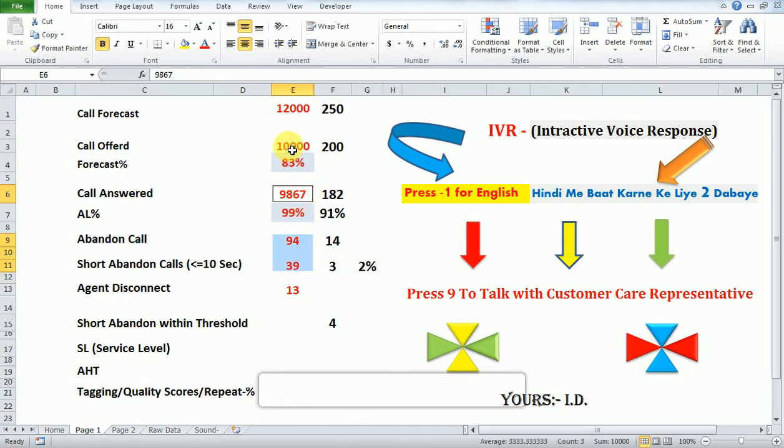So if you take a sum of 10,000, these are the 10,000 calls which were offered. These were answered, abandoned, abandoned within threshold time.